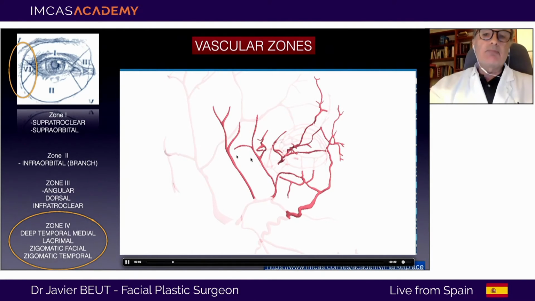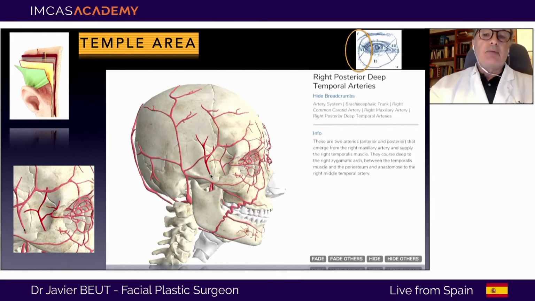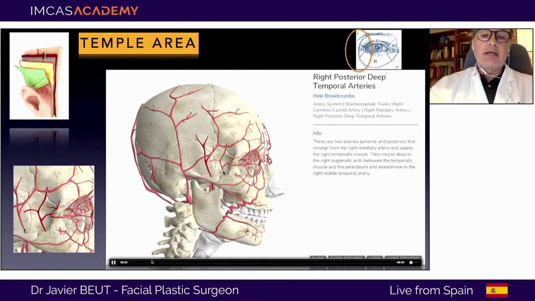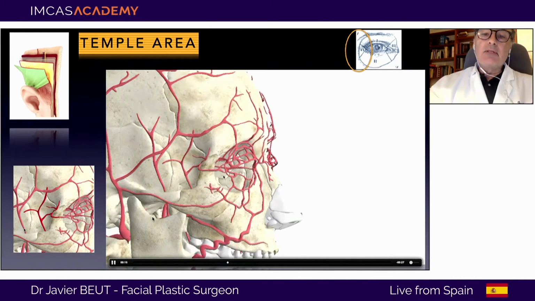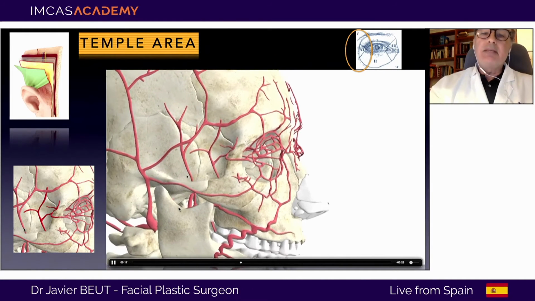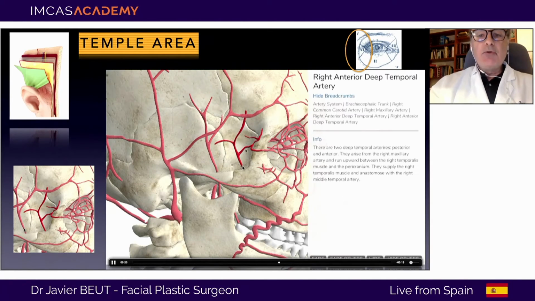So the temple area, again, is linked with the forehead area, as you see here. So we have to be very careful. Look how the middle deep temporal artery is linked with the periorbital, lateral periorbital area. So whatever you do here, you can be very unlucky, and you can injure this artery, and then you can have a hematoma.